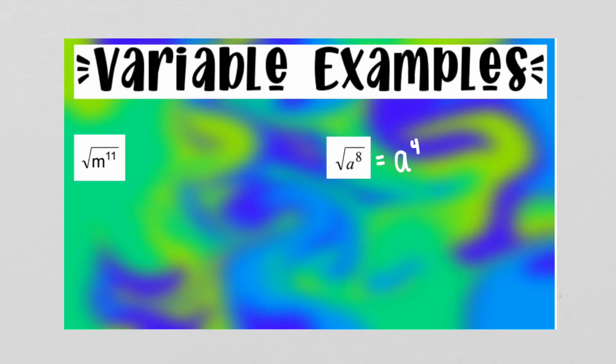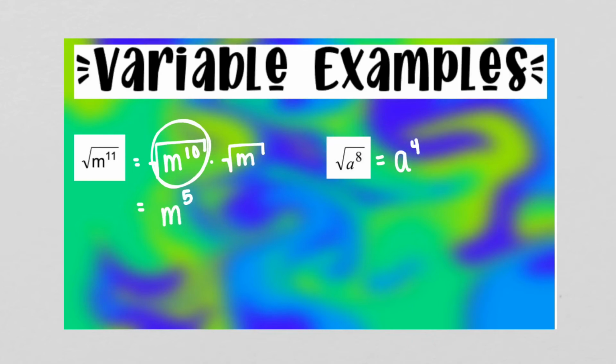Now this one on the left, you have m to the 11th. I want to know the square root of that. There is one extra step in this, but it's super simple, I promise. So just like the numbers, we're going to break it down. You're going to break it down into the biggest even number that you can take out of 11, which is 10. So m to the 10th times the square root of m. And just like we did with a to the 8th, we're going to divide this 10 by 2. So the square root of m to the 10th is m to the 5th. 10 divided by 2 is 5. And then you just rewrite the square root of m next to it. That's it. You're done. This is the square root of m to the 11th.